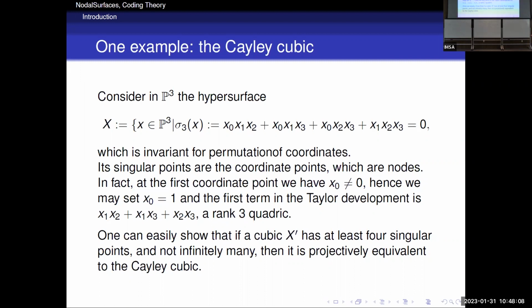So the study of the cubics was one of the main achievements in the mathematics of the 1800s. And in fact, if a cubic has at least 4 singular points and is normal, doesn't have infinitely many, then it's projectively equivalent to the Kummer cubic. So what I want to point out is that everything has been known for cubic surfaces for about 170 years, but for quartic surfaces, what I've explained to you is new.